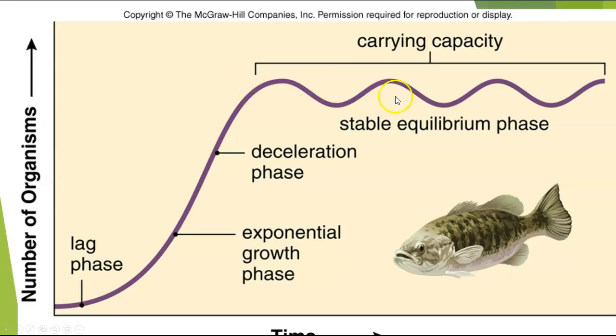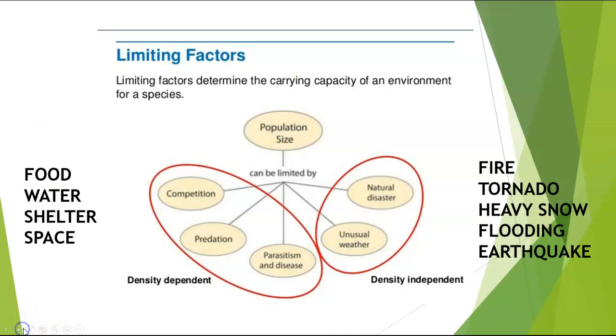You'll oftentimes see it as a straight line, but what it really means is that births and deaths equal each other. So some things that can limit population size, we call those limiting factors. And we've got density-dependent limiting factors like food, water, shelter, and space. Other things can be competition, predation, parasitism, and disease. And we have density-independent factors like fires, tornadoes, heavy snows, flooding, and earthquakes. Any kind of natural disaster or unusual weather.